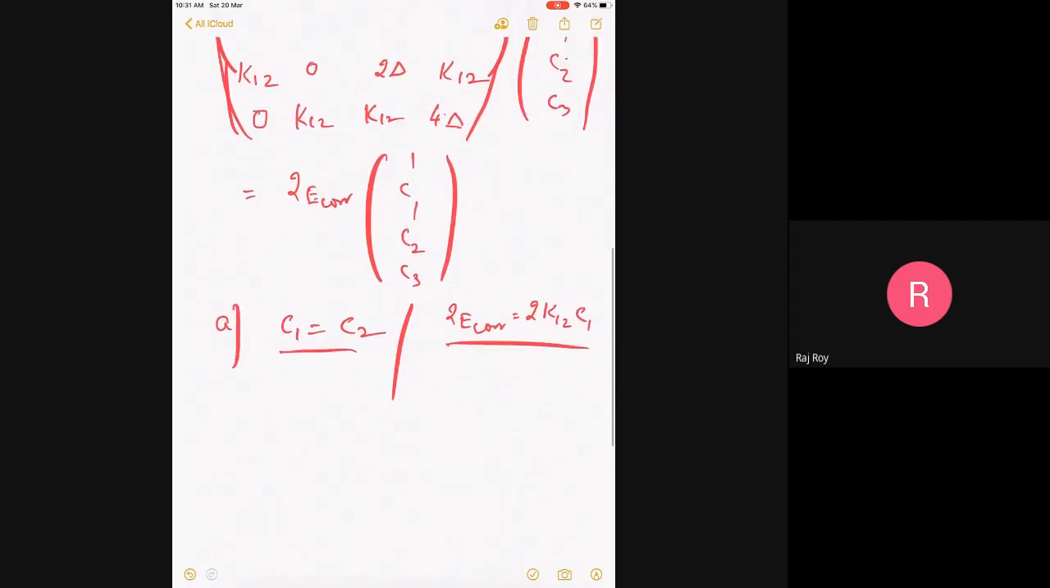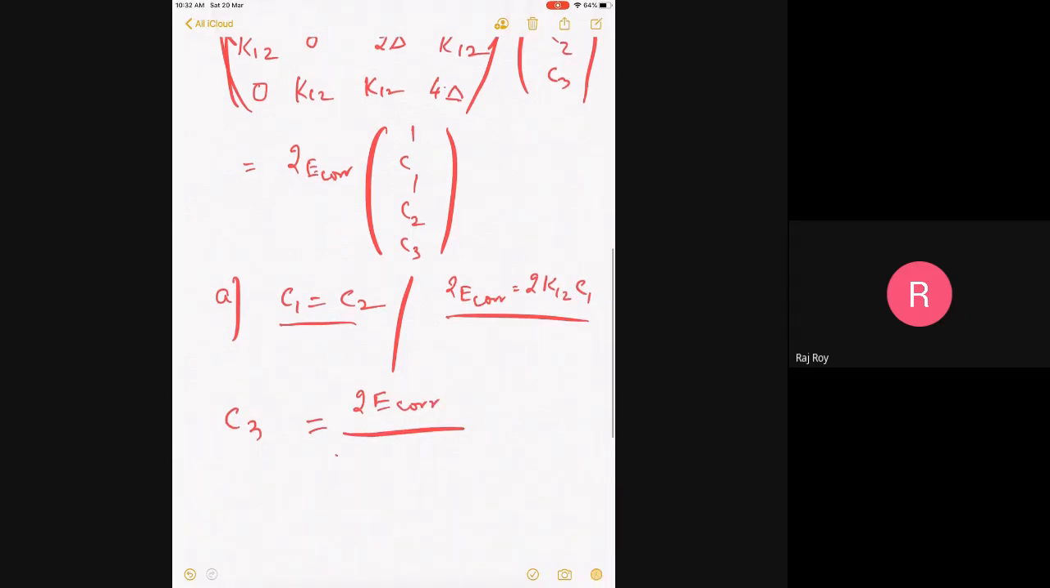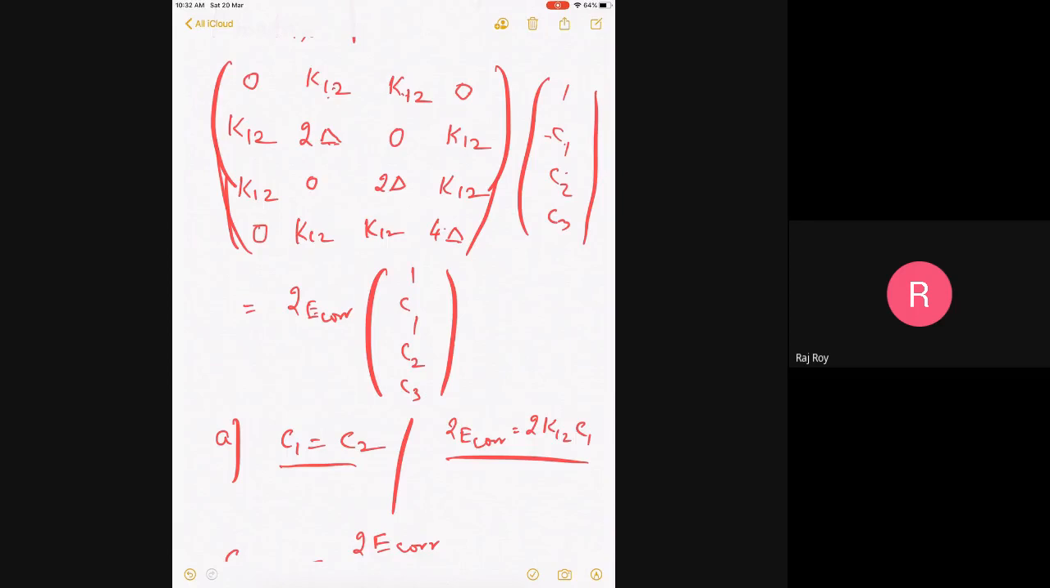Then the next equation is to get C3. So how will you write down this C3? And you should set it up. I'll just write down the final expression. E correlation divided by, it's very easy again, minus 4 delta. So that will become C3. And you can see this. It's very easy to do.